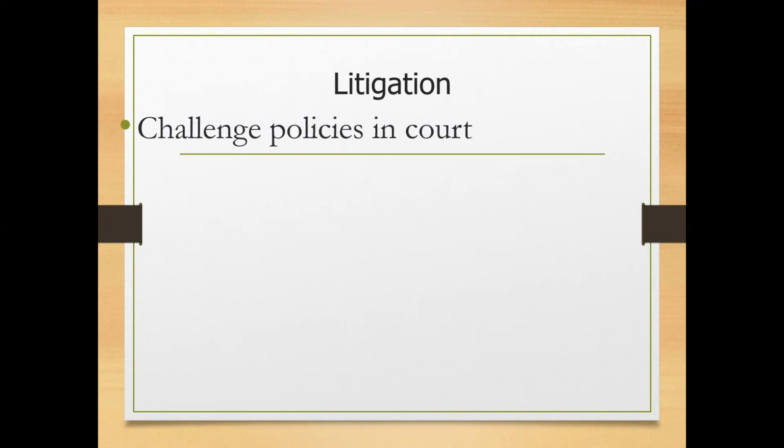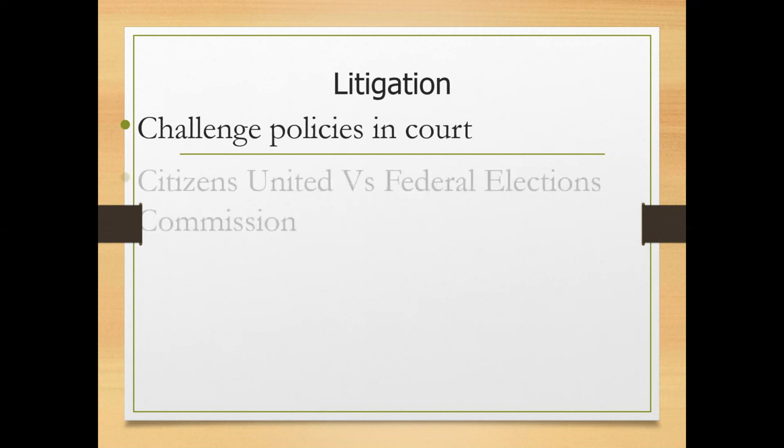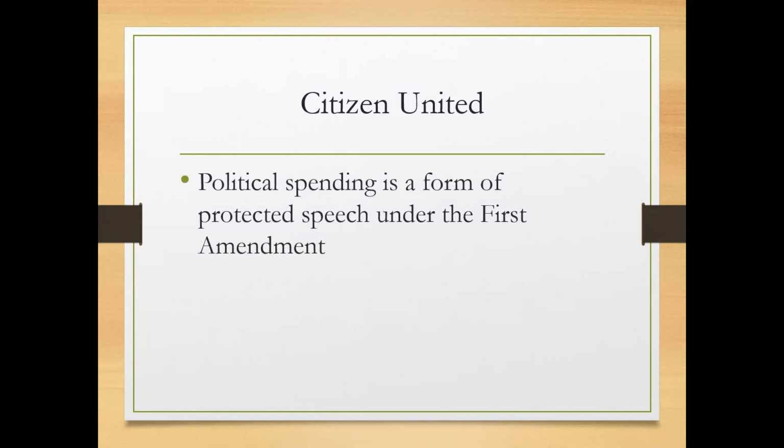So you can file lawsuits against the federal or state government, or against private corporations, in court. One example of this was Citizens United. This was a private corporation that made an anti-Hillary Clinton movie. And they wanted to show that movie the week of the election. At first, the Elections Commission said, no, that's illegal, you can't do that. So Citizens United sued, and the Supreme Court decided that corporations, what they decided was political spending is a form of protected speech under the First Amendment.